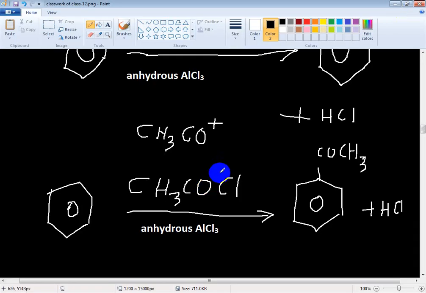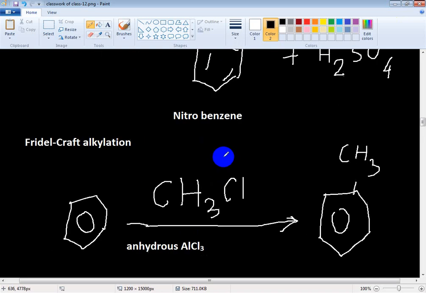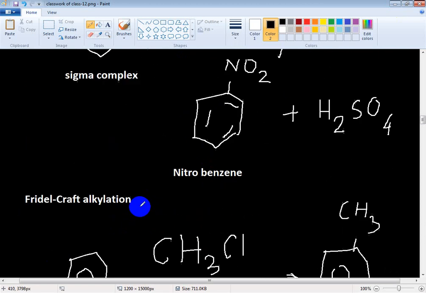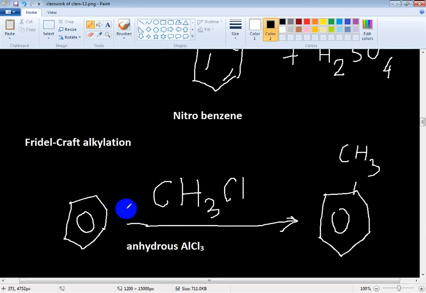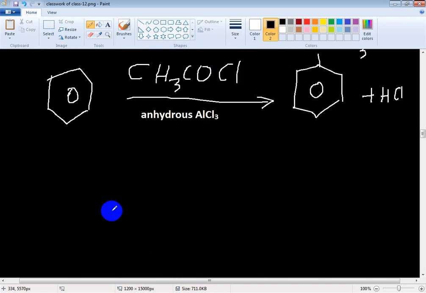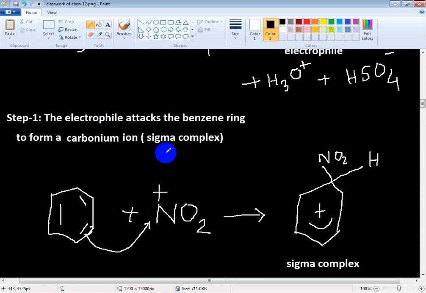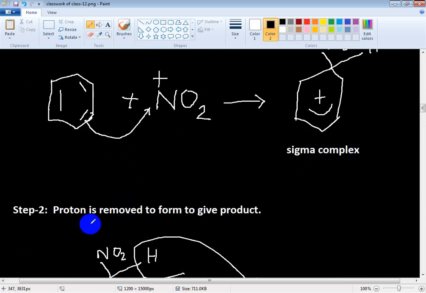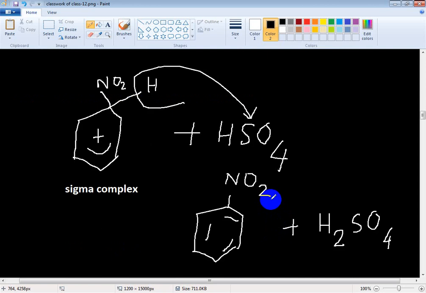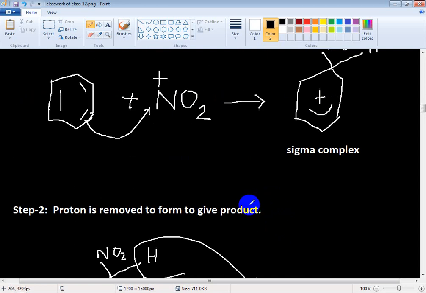Okay, have you understood how to write this reaction? This is called electrophilic substitution reaction in aromatic compounds. This topic is electrophilic substitution reaction in aromatic compounds. Benzene is an aromatic compound. Electrophilic substitution reaction occurs in two steps. The first step is that the electrophile attacks the benzene ring and a sigma complex is formed. Second step, the proton is removed from the product. These are the two steps for electrophilic substitution reaction of aromatic compounds.